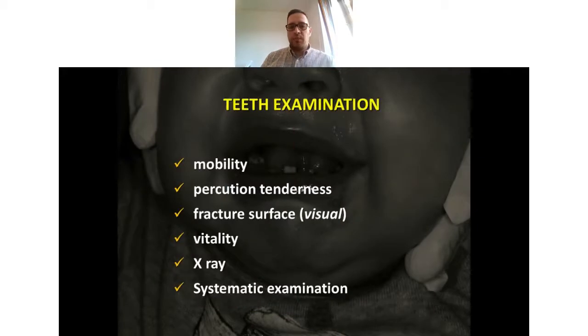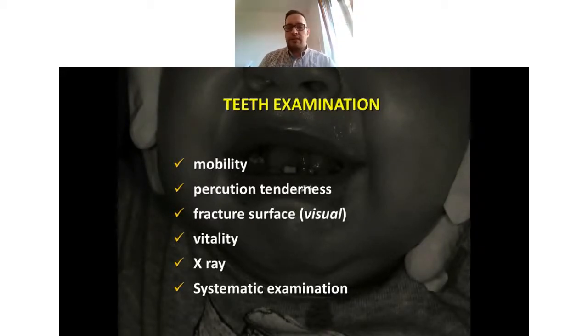So basically mobility, then percussion tenderness. It's something that we have to try. Unfortunately, sometimes it is painful, but we have to try it because we have to know what we're supposed to do. We're supposed to look at the fracture surface. Why is it so? Because we need to see if the pulp chamber is open or not. We need to check vitality. This is the really important part.